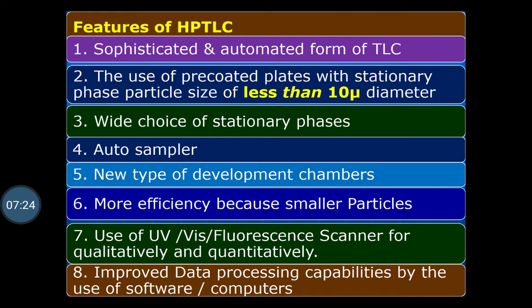data, that is the RF value. The retention factor can be known on the computer screen in case of high performance thin layer chromatography. That is, you will get ready-made data, errorless data, that can be obtained by means of high performance thin layer chromatography.